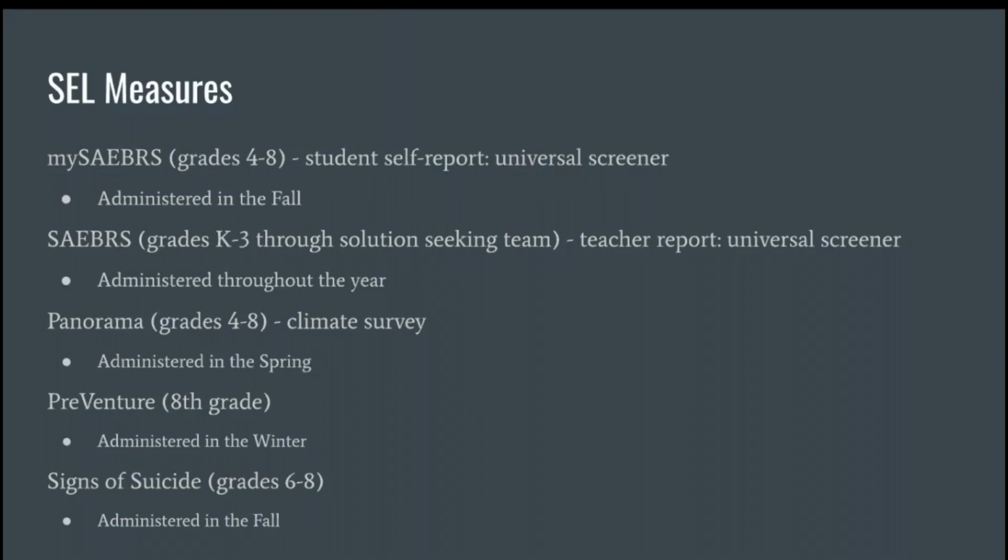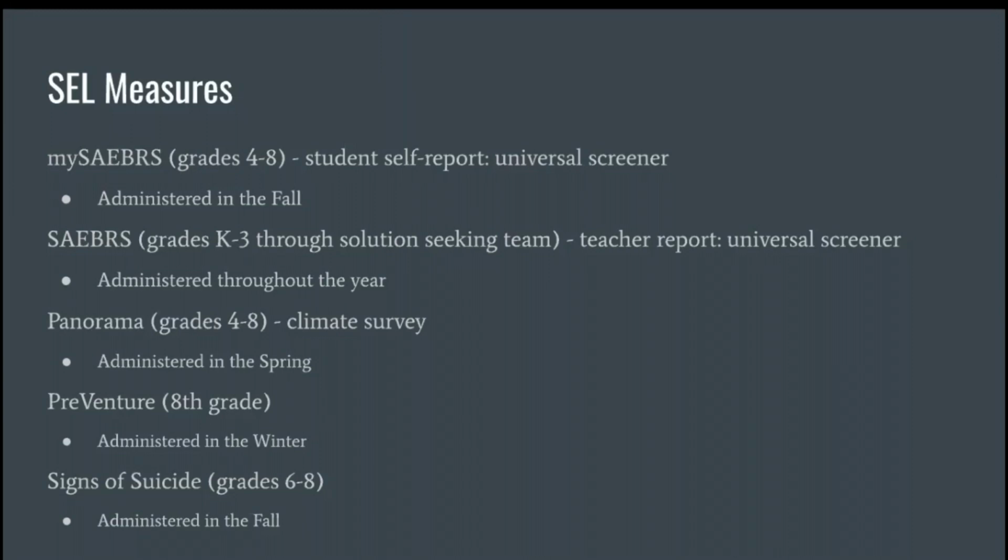For our K3 students, it's something that a teacher would fill out if we're maybe seeing any concerns, or if there's a parent that brought up an issue that they're having some concerns. That's more of a targeted assessment, where the My SABRs is something that we assess 4th through 8th for all students. It's a universal screening tool that we use to understand and gauge every student across our district in that age. Same with our Panorama, which is more of a climate survey.